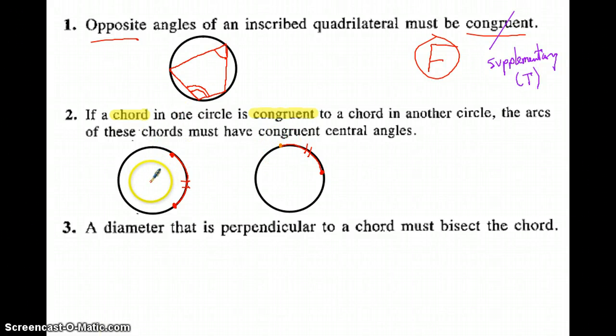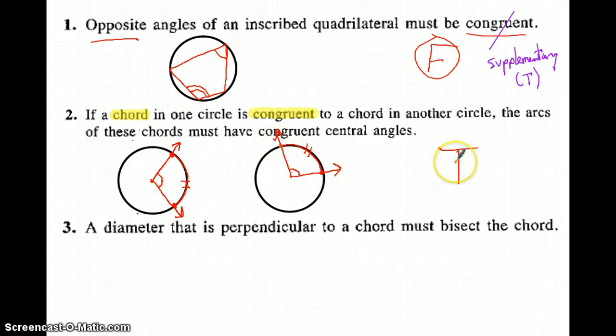The central angle would be the angle from the center that intercepts that arc. Does that have to be congruent to that? Well, mine doesn't look like it. But if the arcs are the same and the radius is the same, there's no way around it. Yes, those are going to have to be congruent. One thing about congruent arcs is they have to have the same measure also. Not only does the circle have to have the same radius, but the degree measure of this has to be the same.